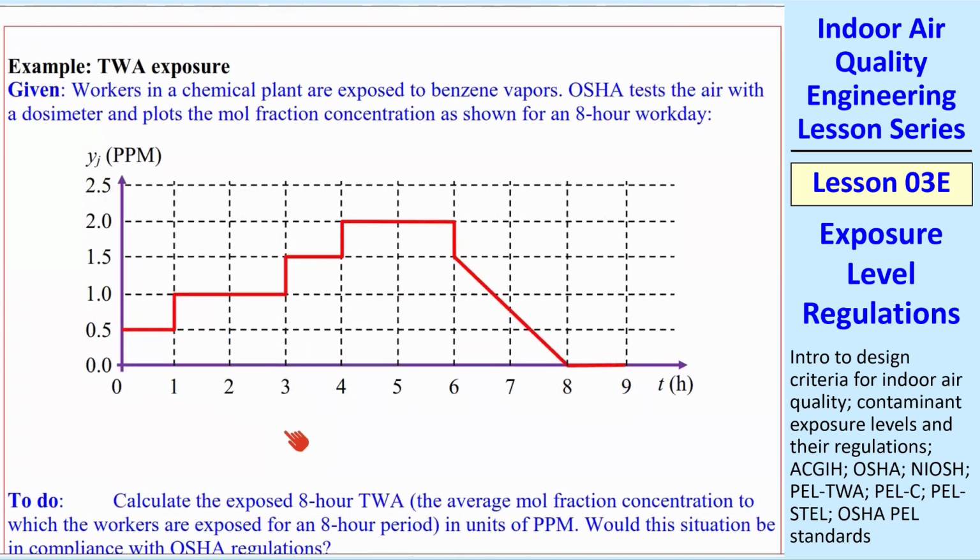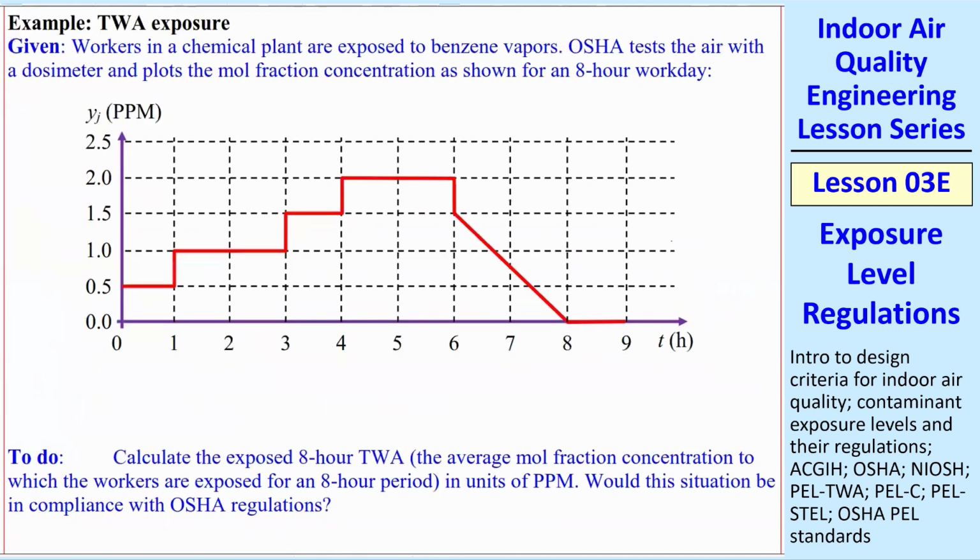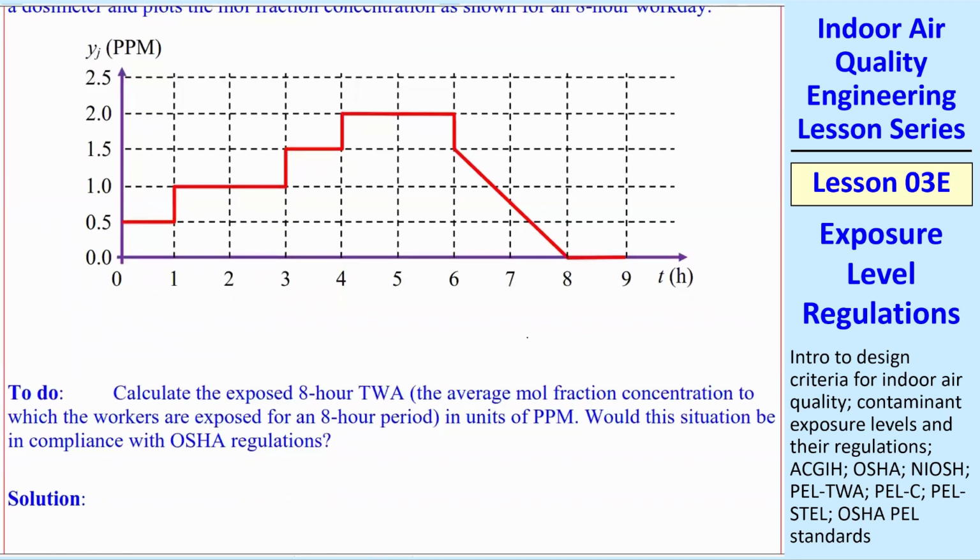And now I want to do a couple examples. First example, we have workers in a chemical plant that are exposed to benzene vapors. OSHA tests the air with the dosimeter, and this is what they find in this particular plant. They're turning on some machines or something, and they have this kind of behavior. So what I want you to do is calculate the exposed 8-hour TWA. That would be the average mole fraction concentration to which the workers are exposed for an 8-hour period. That's what this 8-hour TWA is. This is in units of ppm, and then compare that with the OSHA PEL-TWA and see if it's in compliance.